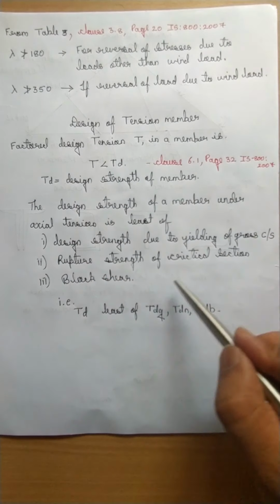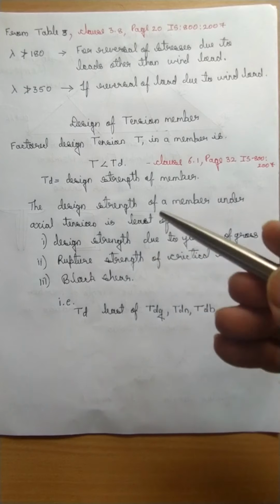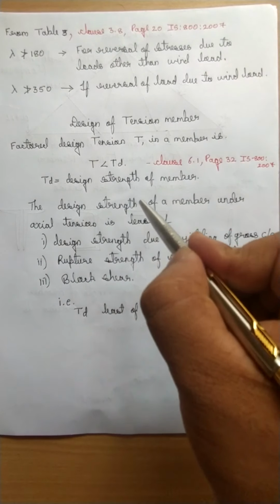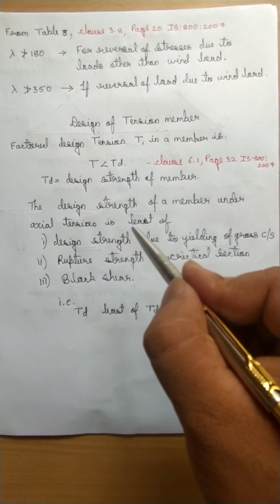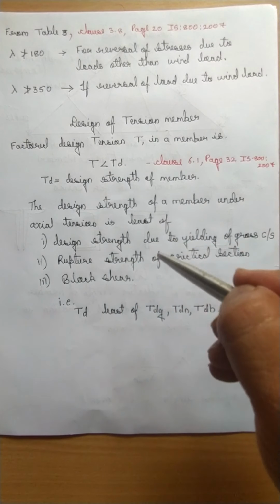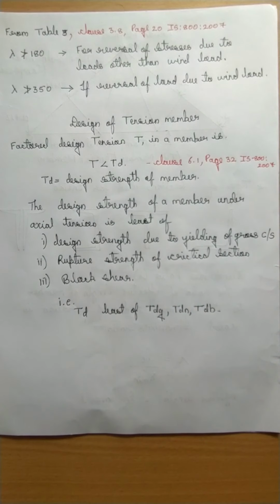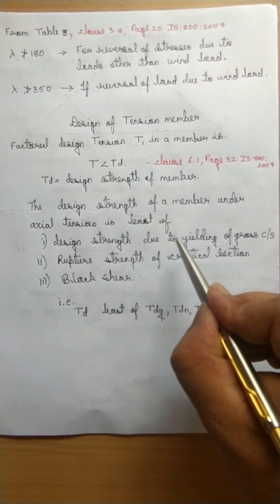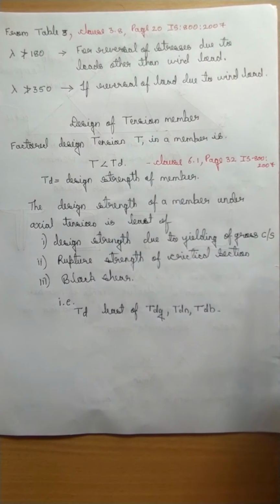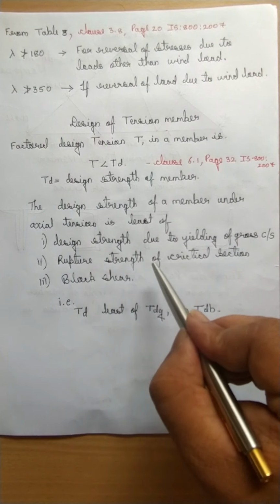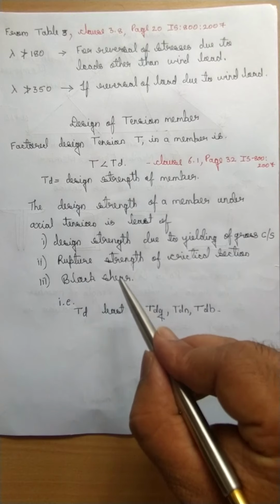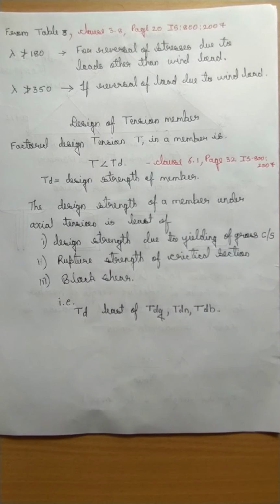As I discussed, to make it easier to remember, the design strength TD of a member under axial tension is the least of the three failure patterns. Which are those three? The first one is design strength due to yielding of gross cross section. Second, rupture strength of critical section. Third, design strength due to the failure by block shear. These are the three. So, let us see in the code book.